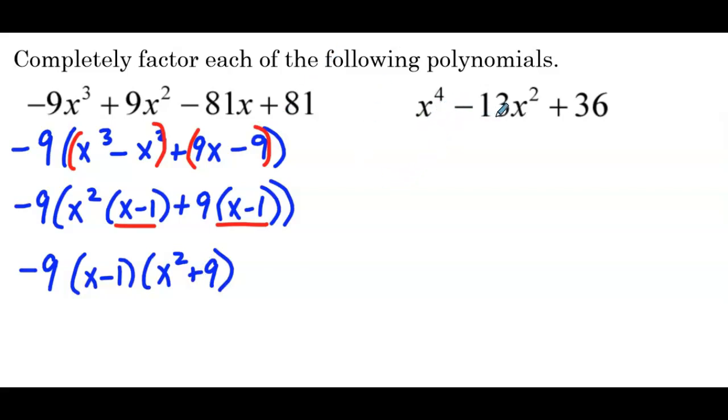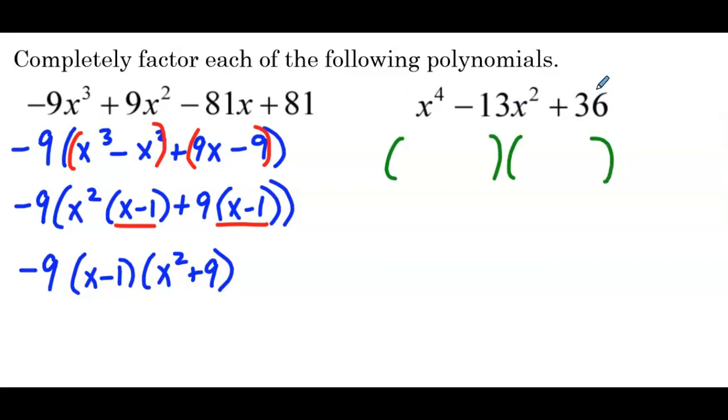X to the fourth minus 13x squared plus 36. So this is interesting. We've never really seen a trinomial where the exponents are to the fourth and to the second, but let's see if we can just use our typical trinomial factoring approach and make an adjustment so that when we multiply our factors out, we get x to the fourth as our leading term and x squared as our middle term. So let's just try to factor this as a normal trinomial. Leading coefficient of 1, so I don't need to multiply it out.